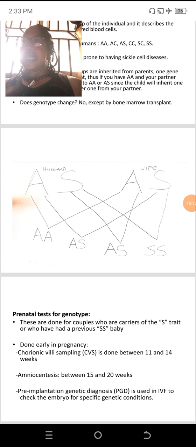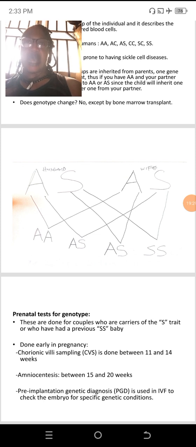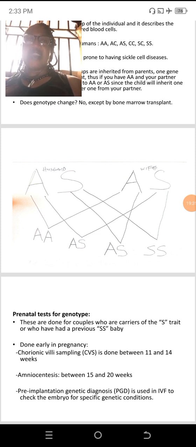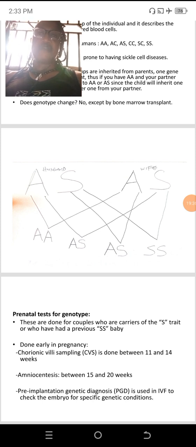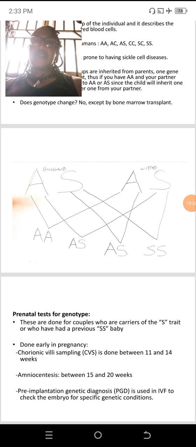Then another thing, some people have asked, is it true that people who are SS are immune from malaria? Yes, it's true, because the sickle cells offer some protection against malaria, but this protection is not absolute. And people who have SS are also at risk of developing some very severe forms of malaria.